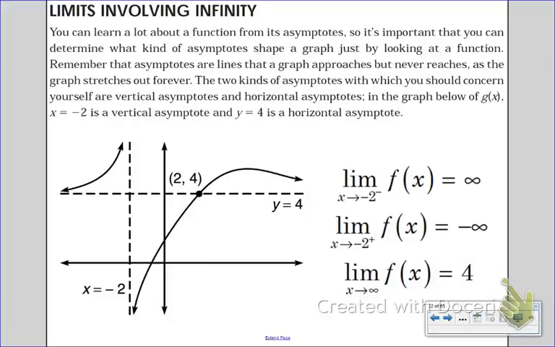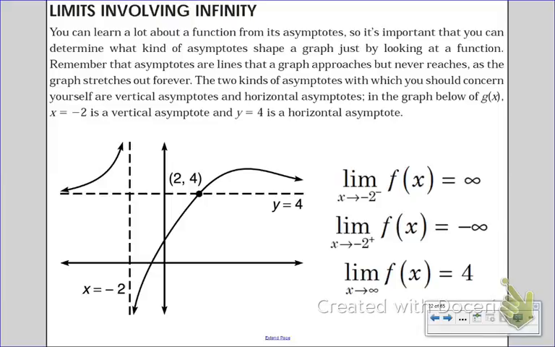So, limits involving infinity. These ones are kind of nice because they don't require much calculation. It's more of just a do-you-know-this-one, do-you-not-know-this-one kind of thing. It says you can learn a lot about a function from its asymptotes, whether they're vertical asymptotes or horizontal asymptotes. So it's important that you can determine what kind of asymptotes shape a graph just by looking at a function.